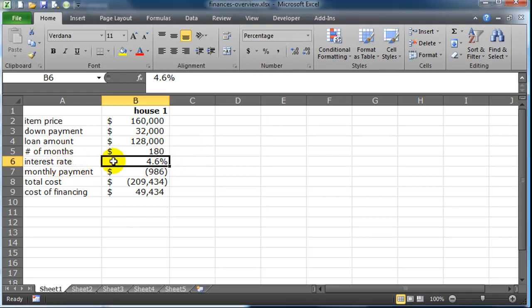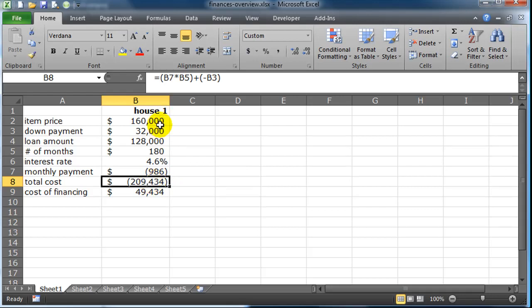There we go. So I want that interest rate to stay a percentage. So I'm financing the rest, $128,000 at 15 years at 4.6%. My house payment is going to be just under $1,000, $986. Now, over the 15 years, I will have ended up paying about $209,000 for this $160,000 house.